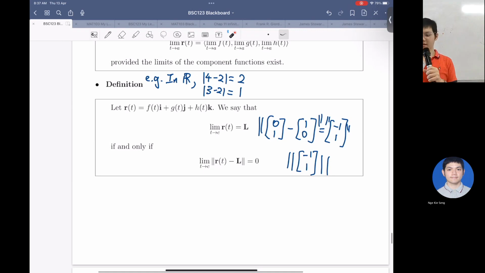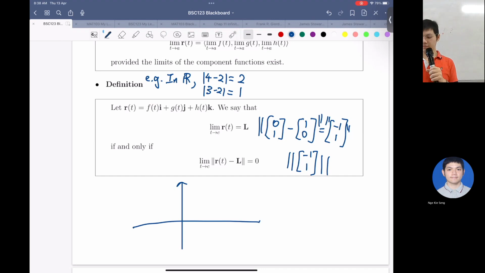Why do we want to do limit? I think this is a good question. Why do we do limit?